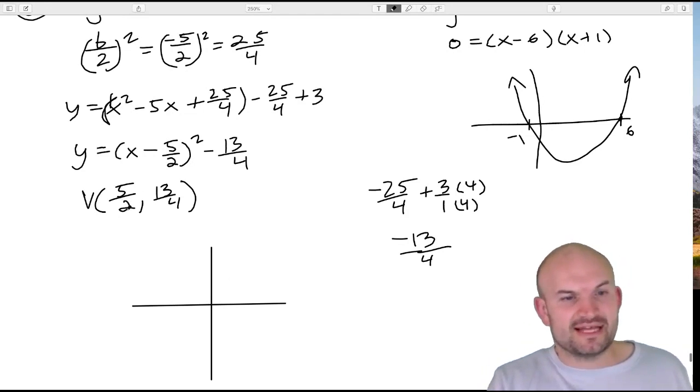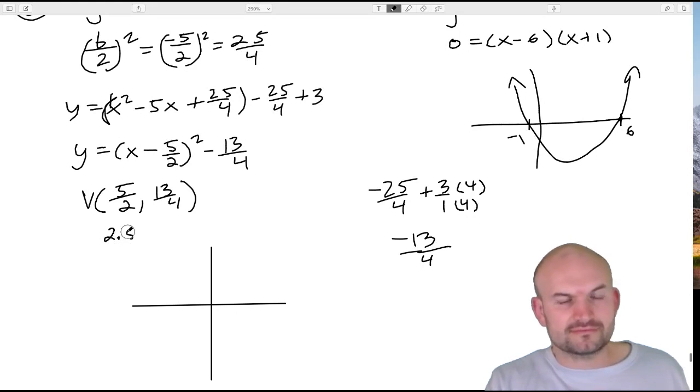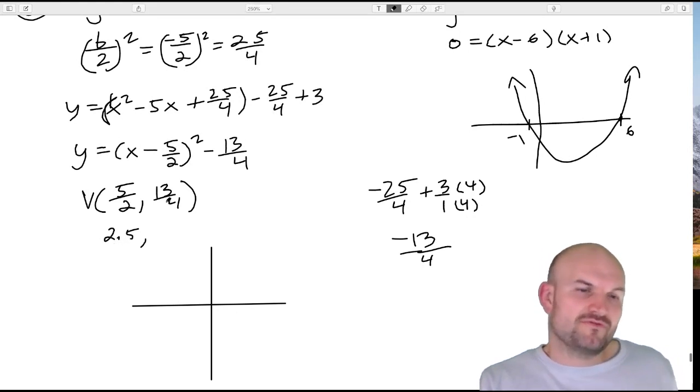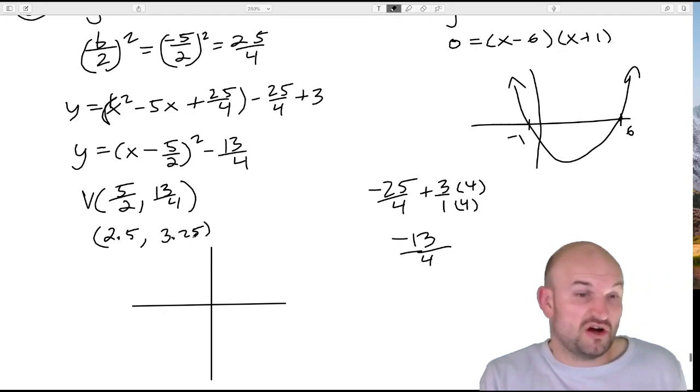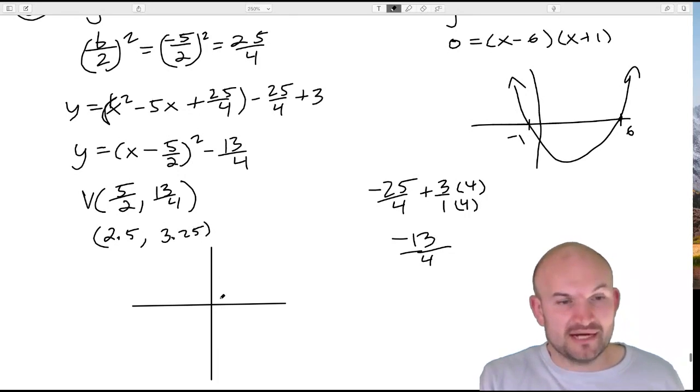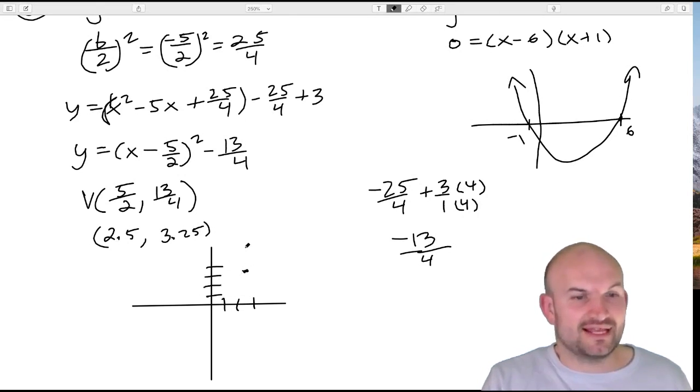So if I was going to estimate, that's going to be like 2.5. And for this one, 4 goes into 13 3 times, so 3.25. So I'll go ahead and sketch that. The x-coordinate is 1, 2, so 2.5, and then up 1, 2, 3. So something like this. And then again, the graph is going to open up.